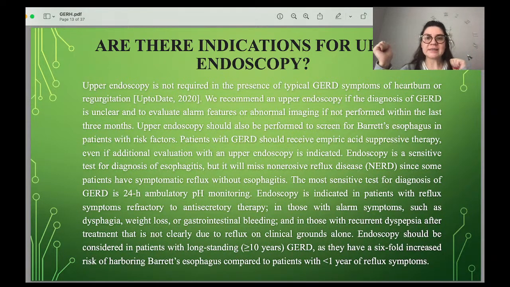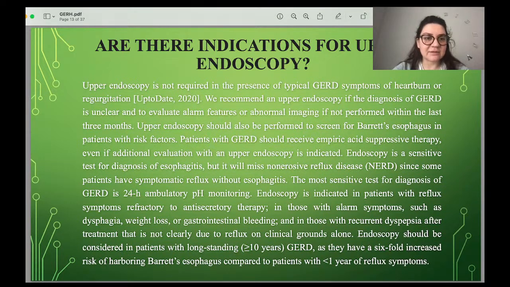Upper endoscopy is recommended if the diagnosis of gastroesophageal reflux disease is unclear, to evaluate alarm features, or if abnormal imaging is present and endoscopy has not been performed within the last 3 months. Upper endoscopy should also be performed to screen for Barrett's esophagus in patients with risk factors. Patients with GERD should receive empiric acid suppressive therapy, even if additional evaluation with an upper endoscopy is indicated.